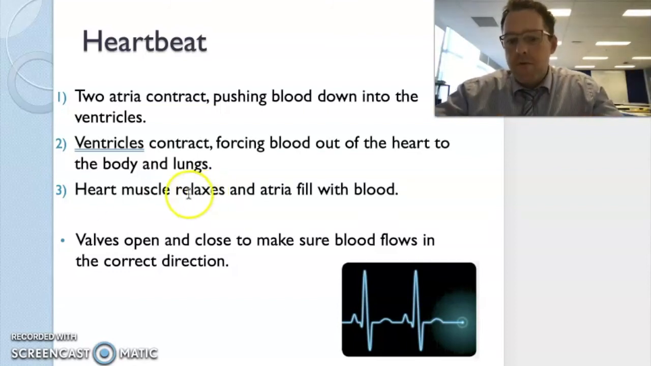When the heart muscles relax, the atria fill with blood, and there's valves that open and close to make sure that blood flows in the correct direction. So blood doesn't go from your ventricles back into your atria. It doesn't go from your atria back out into the vena cava or into the pulmonary veins.